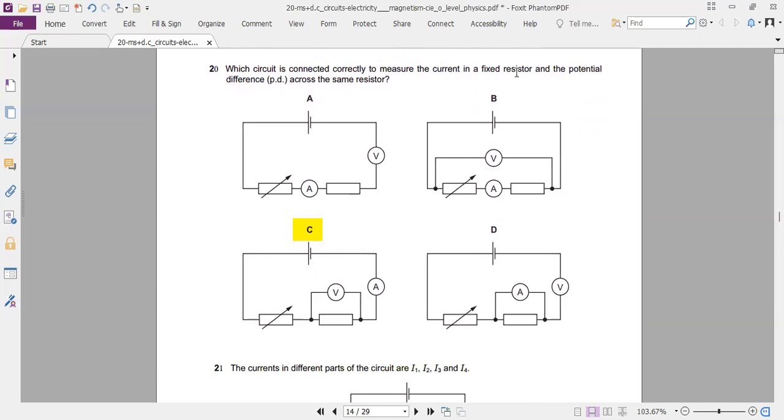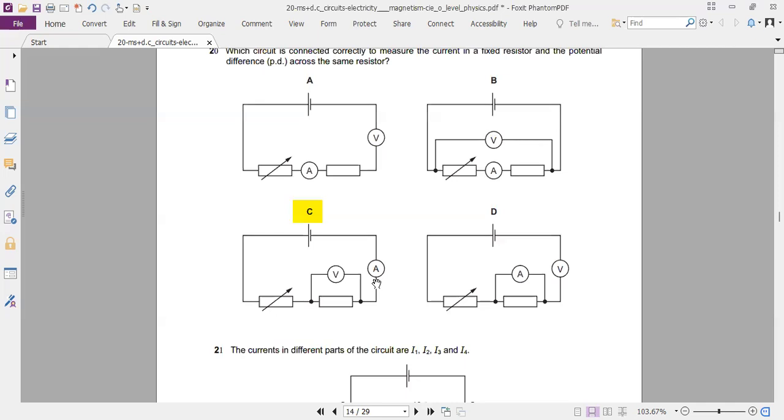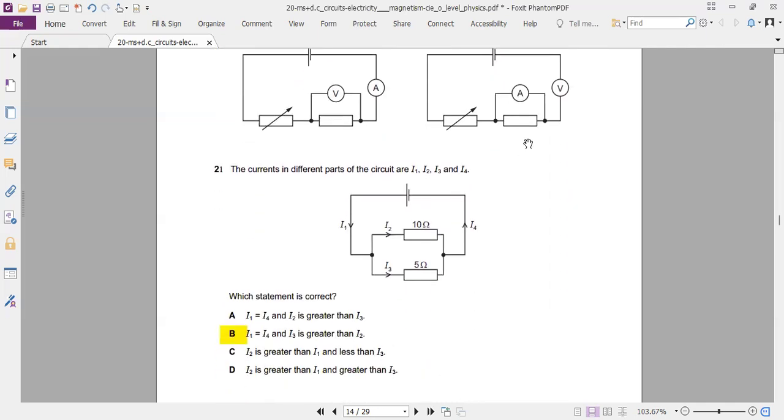Correct symbols, fixed resistor and potential difference measurements, voltage across the fixed resistor and current from the circuit. C. Why the other ones are wrong? Because this voltmeter is wrong. Here the voltmeter reads the total voltage, and here the voltmeter is wrong again. Even the ammeter is wrong.